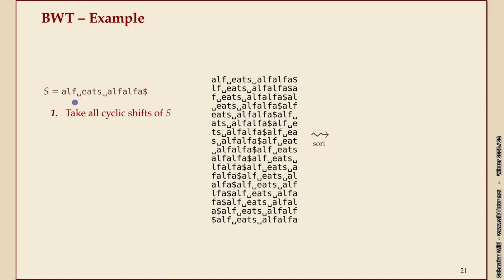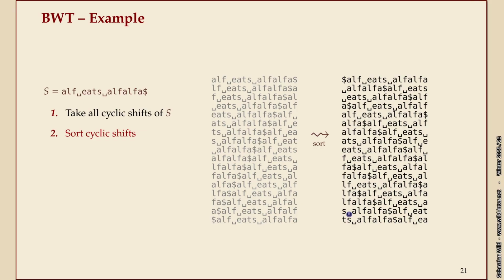Example, here's some obscure text. Here are all the cyclic shifts. You see that the $ walks all the way to the left. And then you sort these alphabetically, which gives you this. I'm here again assuming $ comes before all the other characters, and the rest is just the ASCII order. And the last column in this arrangement is the BWT. So you turn this text into this. Why on earth that should be useful, we'll come to soon.